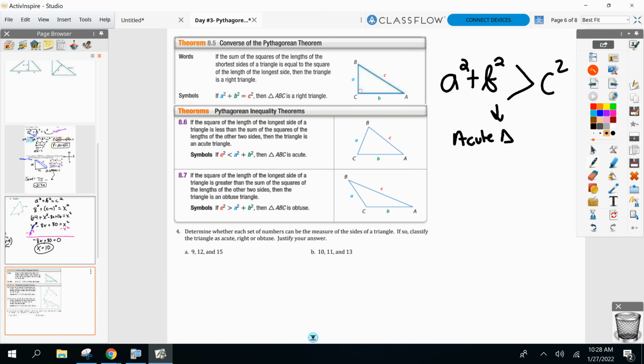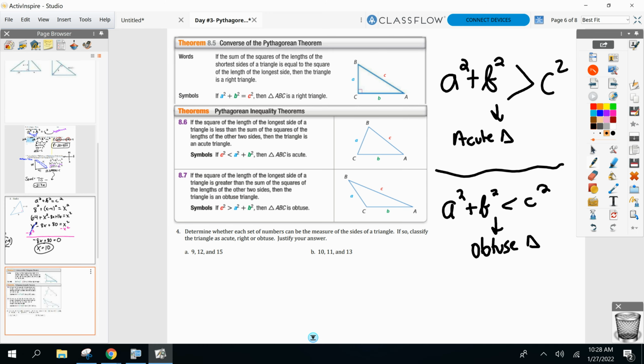All right? So after you calculate a squared plus b squared, if it ends up being bigger than your hypotenuse squared, it's acute. And the opposite is true for obtuse. You do a squared plus b squared, and it's actually less than c squared, it's obtuse. That's how we can figure out.